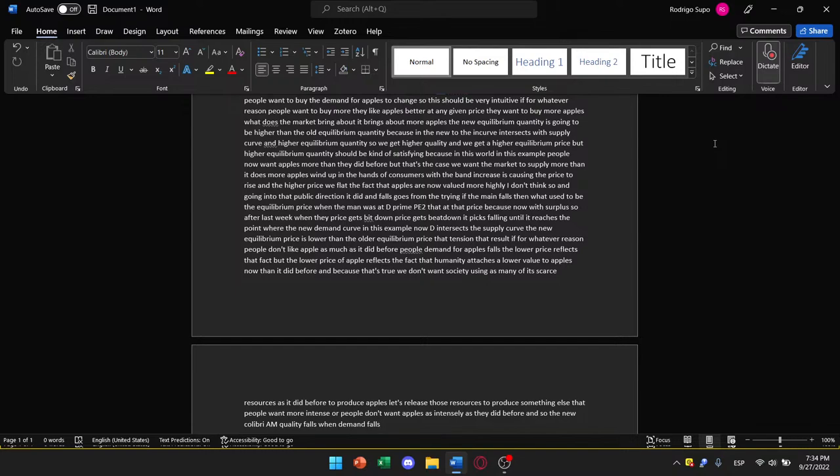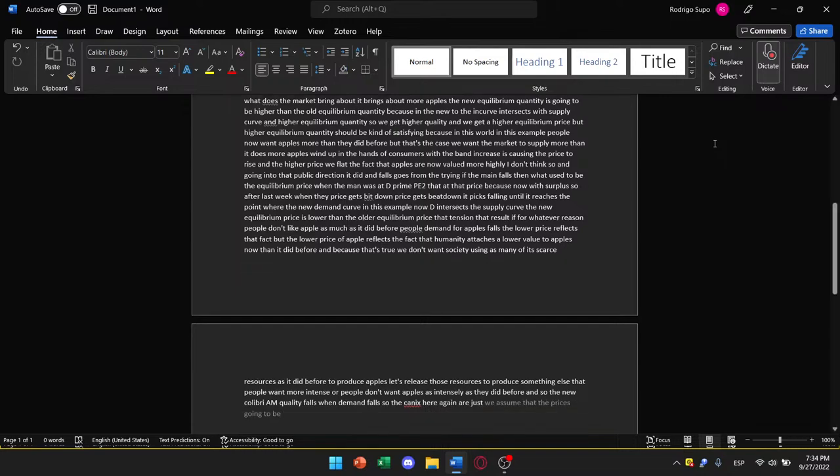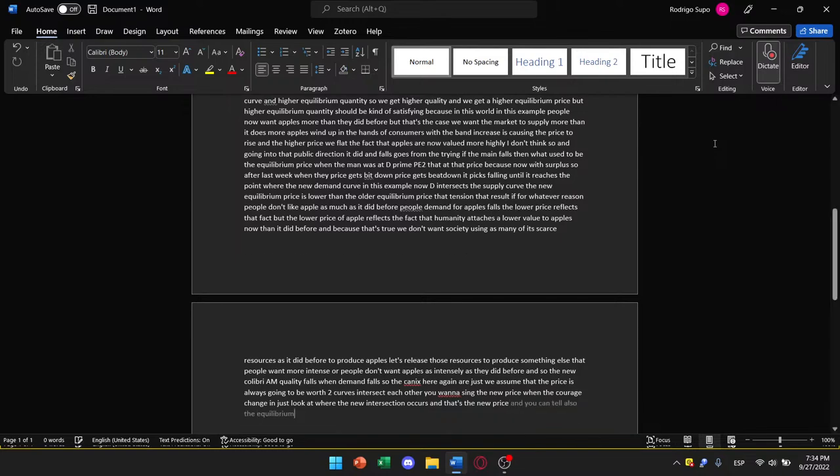So the mechanics here again are just, we assume that the price is always going to be where the two curves intersect each other. If you want to see the new price when the curves change, you just look at where the new intersection occurs, and that's the new price. And you can tell also the new equilibrium quantity.